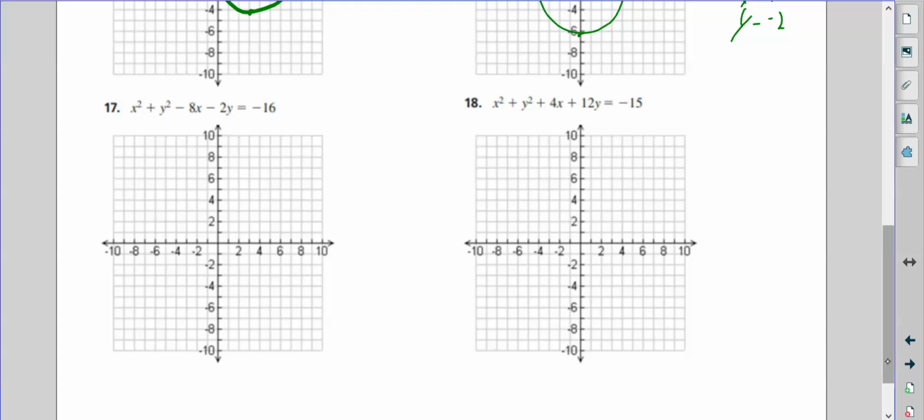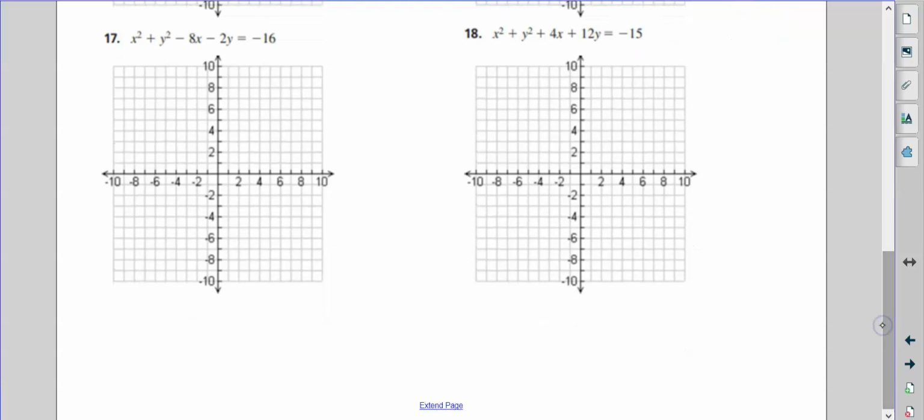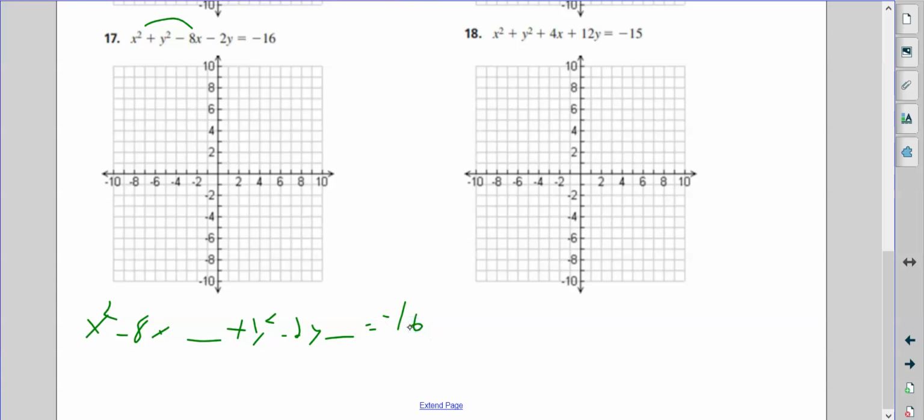All right, I'm going to go below down here to work. So I'm going to move this with this. So x squared minus 8x, leave a space, plus y squared minus 2y, leave a space, equals negative 16. So we're just going to take half this number. X minus 4 squared plus half this number, y minus 1 squared, equals negative 16.